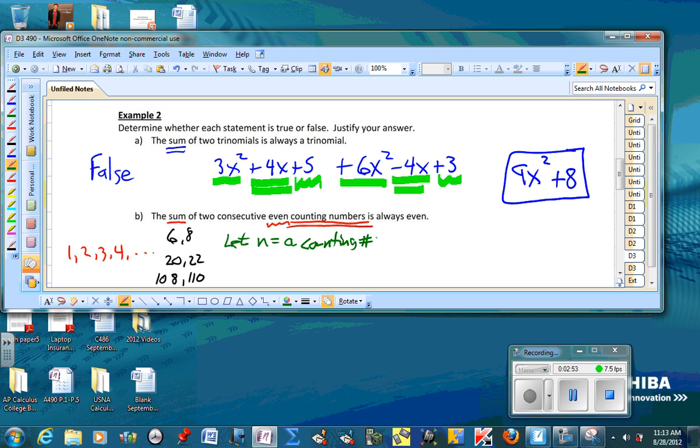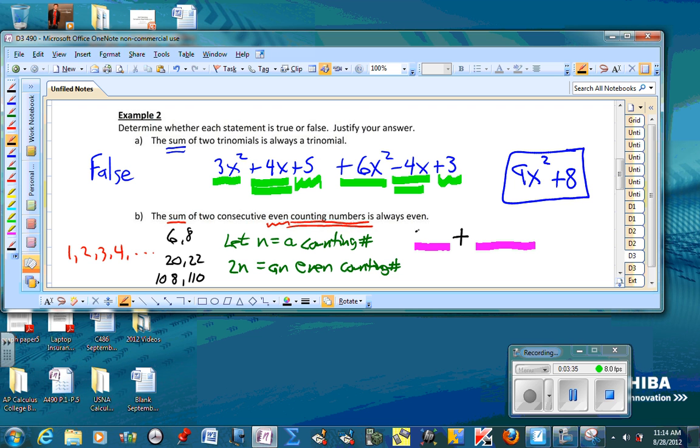So what we've got now is, n could be any even or odd counting number, so then we know that 2 times n is an even counting number. Because an even number is divisible by 2, well, 2 times n is divisible by 2. So let's see here in our list of consecutive even counting numbers: 6 and 8, 20 and 22, 108 and 110. Notice that they're all 2 units apart. So what we're going to say here is one number plus another number is even.